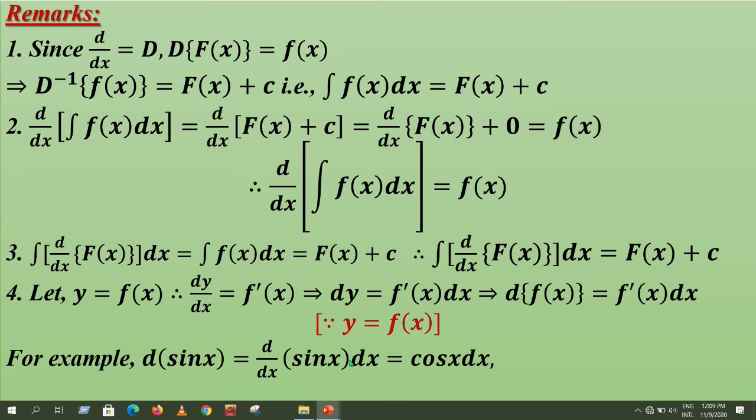Again, follow. We know this part because in my previous lecture I explained that the derivative of sine x equals cos x, and dx is fixed. And the derivative of 3x square plus 2x plus 5 we can write as 6x plus 2, because 2 into 3 equals 6, plus 2 dx.